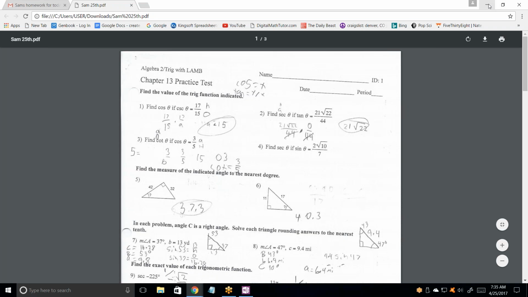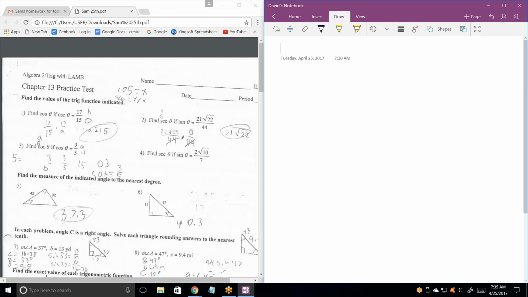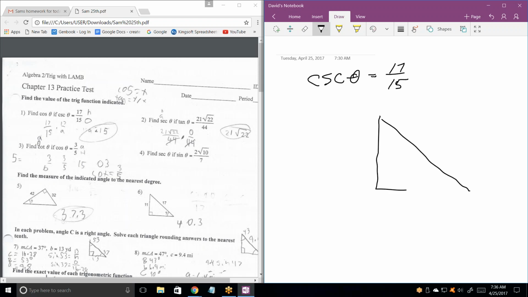Let me show you what I think is by far the best way to handle these kinds of problems. It's really simple. Whenever they give you one trig function, cosecant of theta equals 17 over 15, the way to solve the problem is to draw a triangle, a right triangle, and label theta. That's extremely important. Now, dimension that triangle for me.